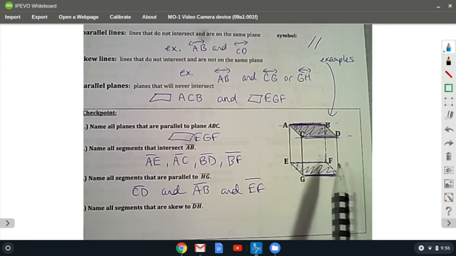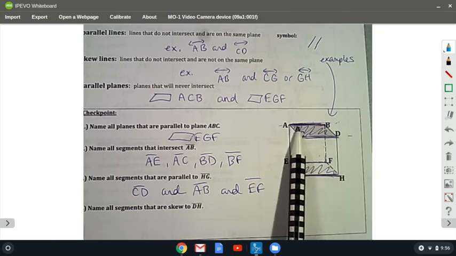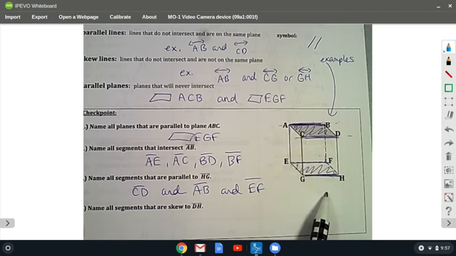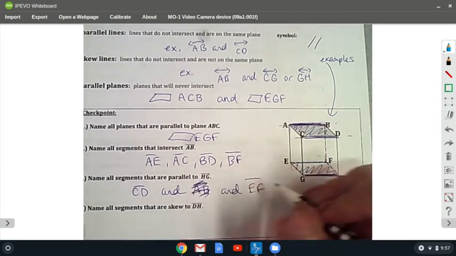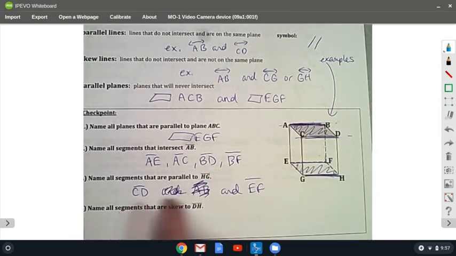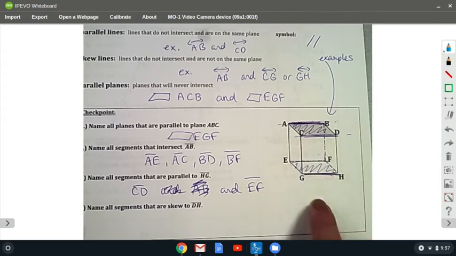Actually, parallel lines have to be on the same plane. So is AB on the same plane as HG? It's actually not. So we can't say AB. We can only say CD and EF. AB would actually be skew.